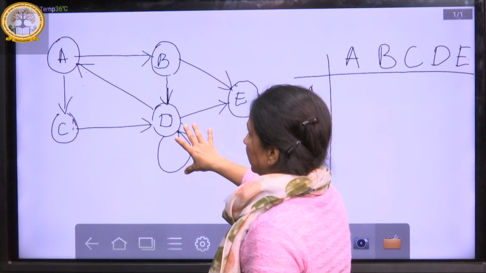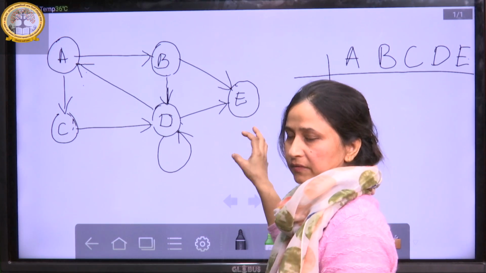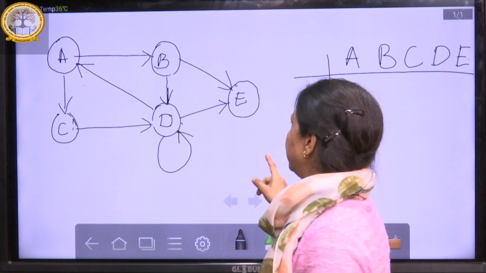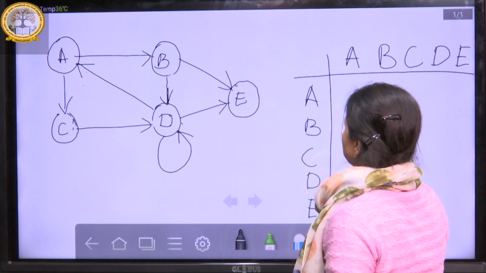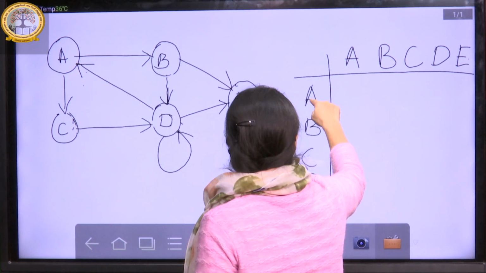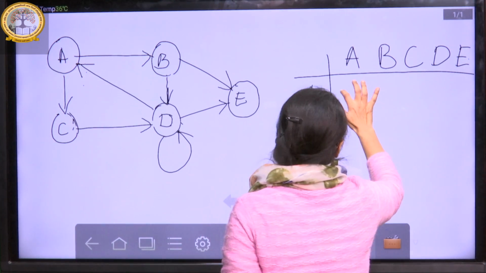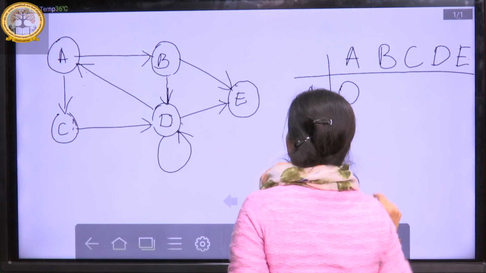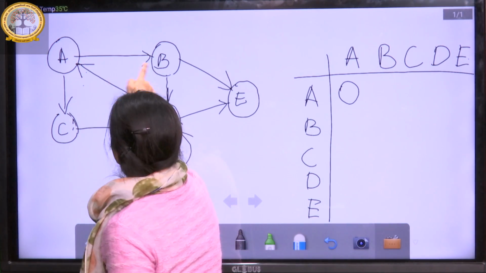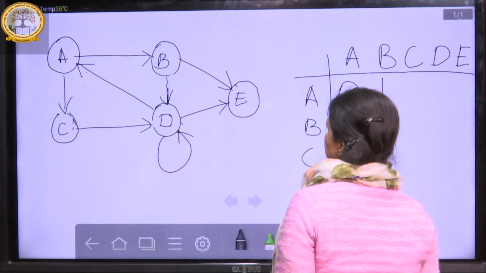Now in this graph, if there is a direction between two nodes, then we are going to put 1. And if there is no direction, then we will put 0 in the corresponding area of the matrix. Is there any self loop at the node A? No. Then we are going to put 0 here. From A to B, is there a direction from A to B? Yes, there is a direction from A to B. So we are going to put 1 here.